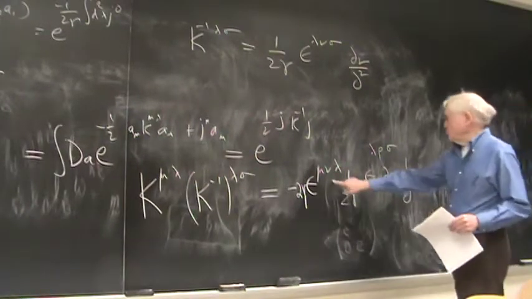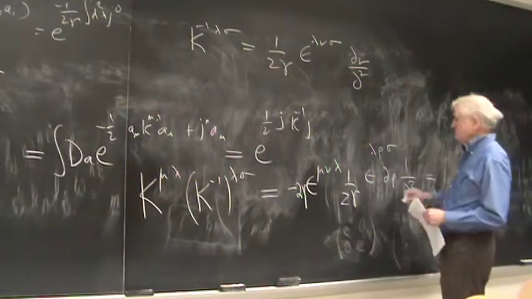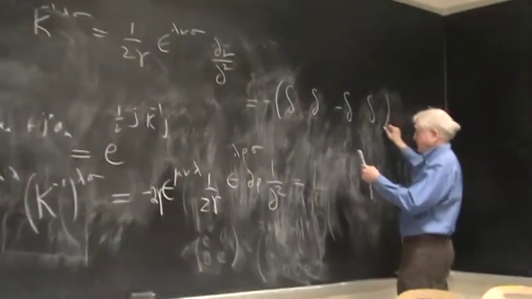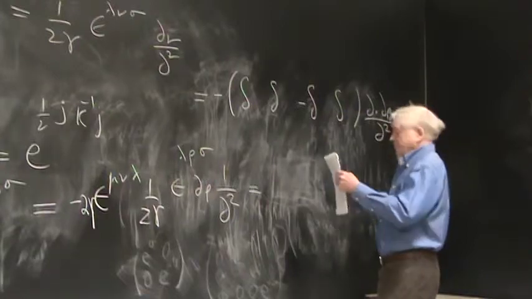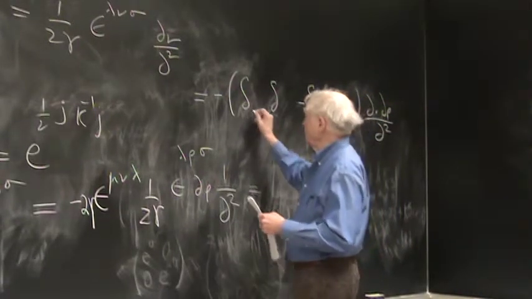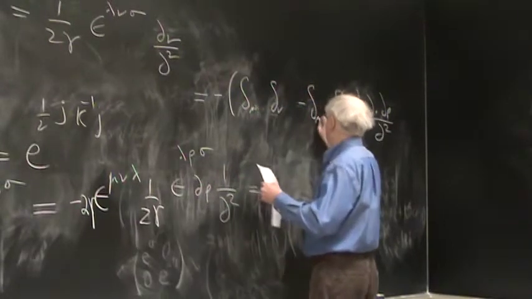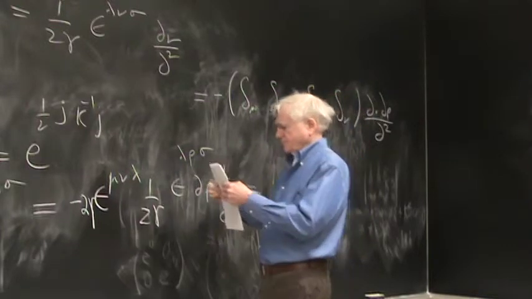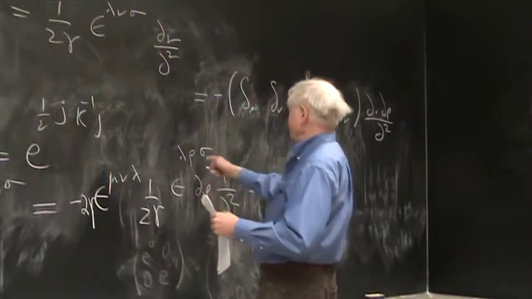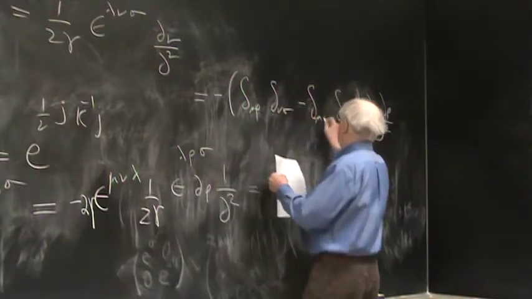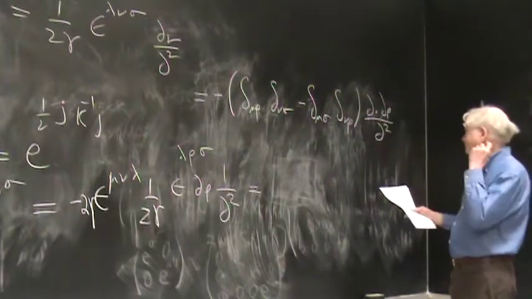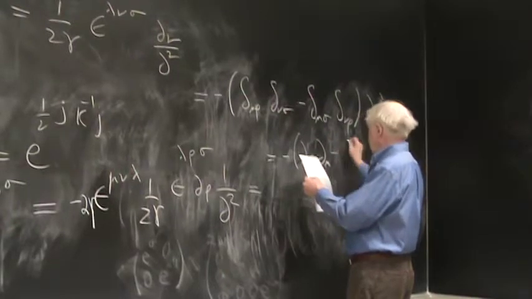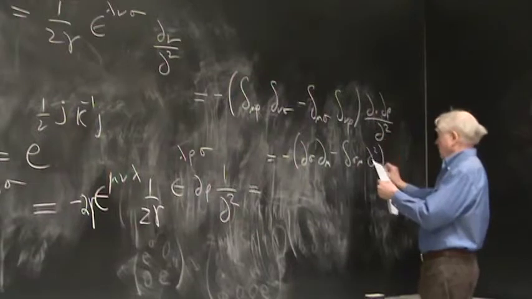Okay, so what is this? This has two epsilon symbols, and we use our famous identity. And so this is minus delta delta minus delta delta, d nu, d rho over d squared, and this is mu nu. This should definitely be the identity, right? Whoops. And then we have nu sigma. Rho sigma. Okay. So this is the expression. And this gives us minus d sigma d mu minus delta sigma mu d squared, all times 1 over d squared.